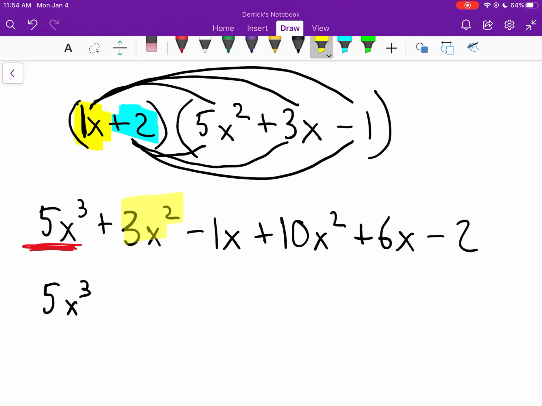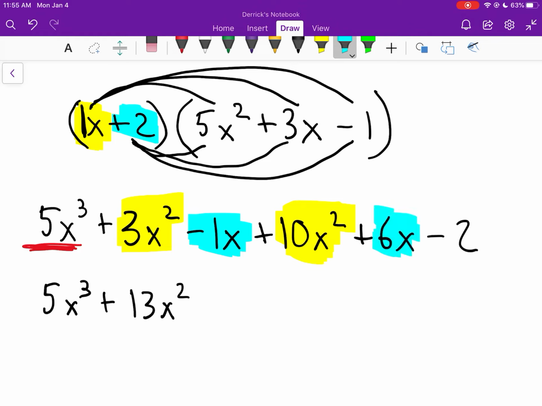Then I have a 3x squared. Well, I do have another x squared term over here in 10x squared. 3 plus 10 is 13, so we can combine those into a 13x squared. Likewise, we have a negative 1x, or a negative x, and a positive 6x. Negative 1 plus 6 would give us a positive 5x.